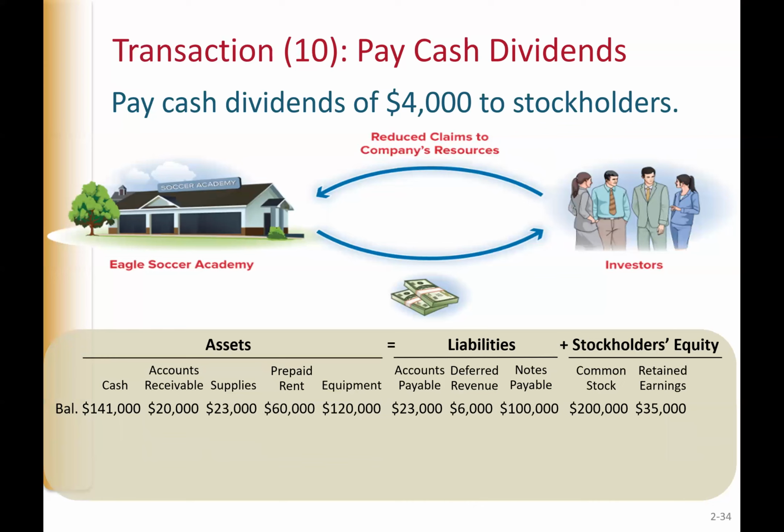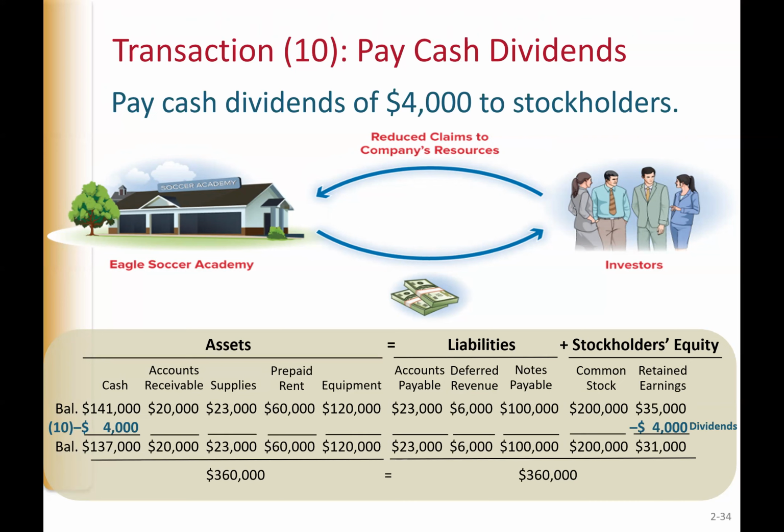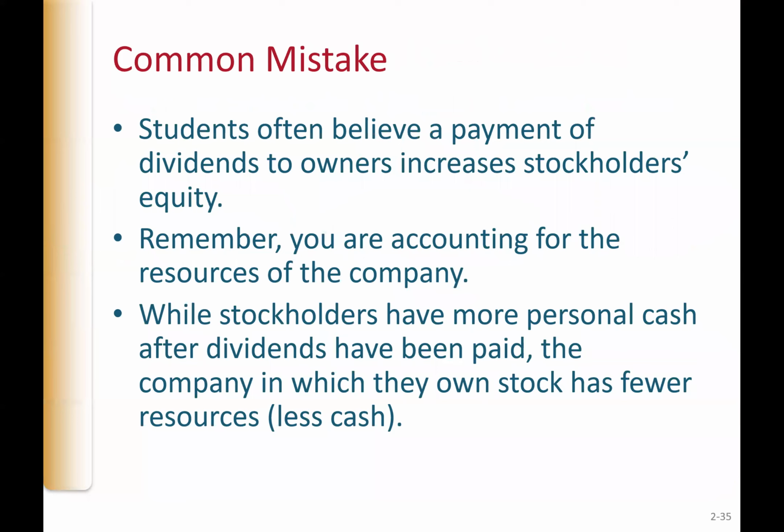This next one, we pay cash dividends of $4,000 to stockholders. Our cash goes down 4,000 and our retained earnings goes down 4,000 because dividends reduce our retained earnings. Again, our assets still equal our liabilities plus our stockholders' equity.